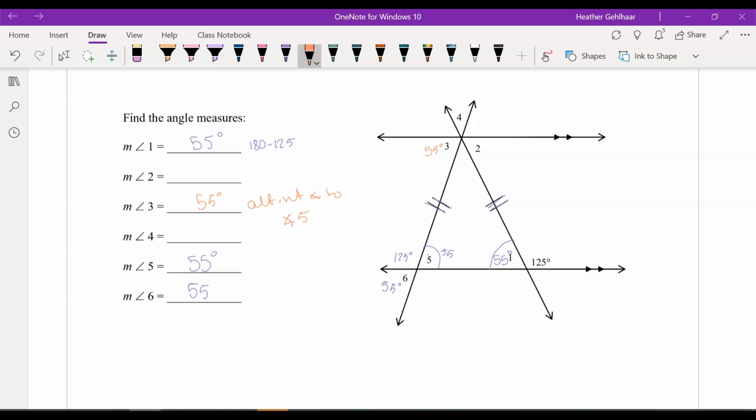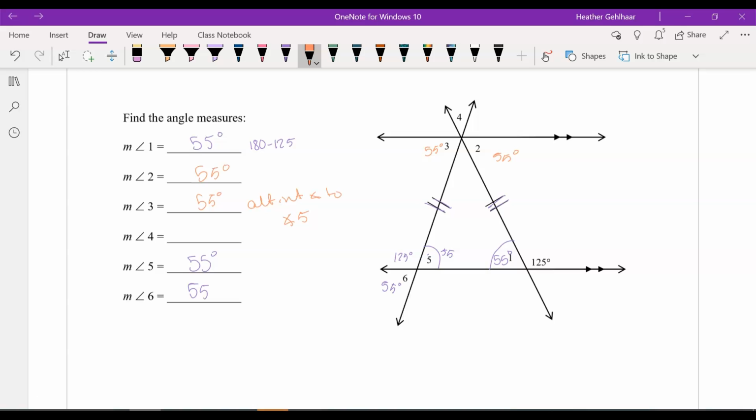And then from there, we can do the same exact thing for angle 2, right? Because if I highlight these again and look at this line as the transversal, this angle here and this angle are also alternate interior angles. So angle 2 will also be 55 degrees. Alrighty, so angle 2 is 55 degrees.